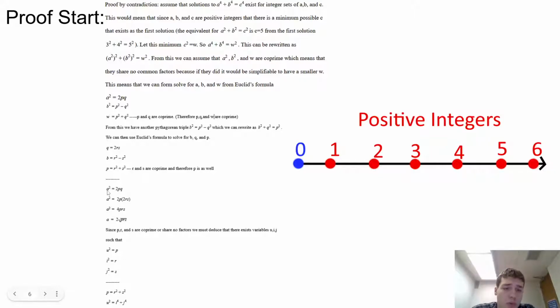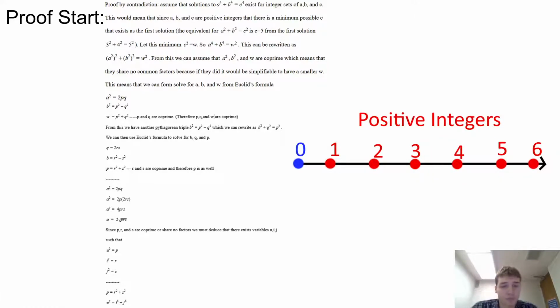So we know from before that a squared equals 2pq. What is q? q is 2rs. So a squared equals 2p times 2rs, or a squared equals 4prs. Let's take the square root of each side. We get a equals 2 square root of prs.